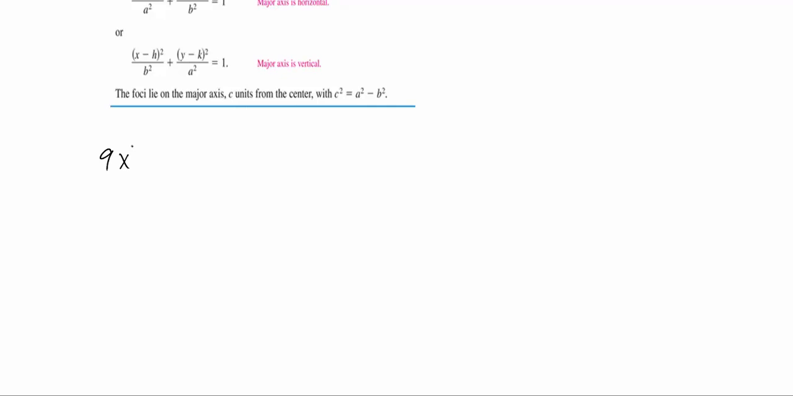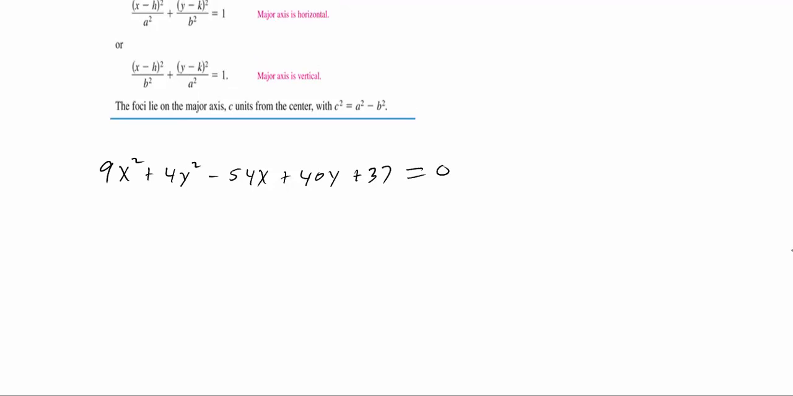So if we have 9x squared plus 4y squared minus 54x plus 40y plus 37 is equal to 0. So in order to find the graph and to find the center, the vertices, and the foci, we need to first put this in standard form.